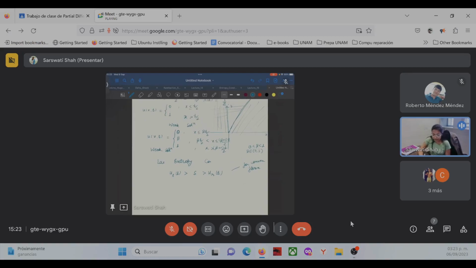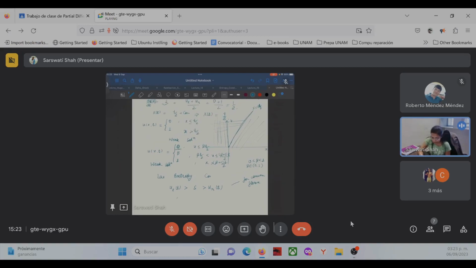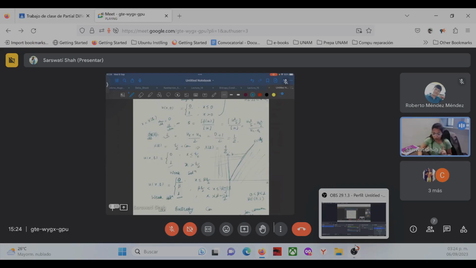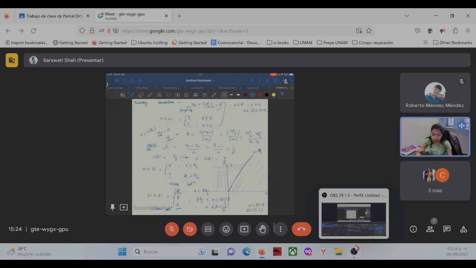Now what is u_L? If this is the solution, u_L is 0. What is s? That is 1/2. And what is u_R? That is 1. Is it true? Can 1 be less than 0? So there is a contradiction. It means this is not satisfying the Lax entropy condition, so this is not possible. So this problem has only one solution, the continuous solution. It does not have an admissible weak solution.